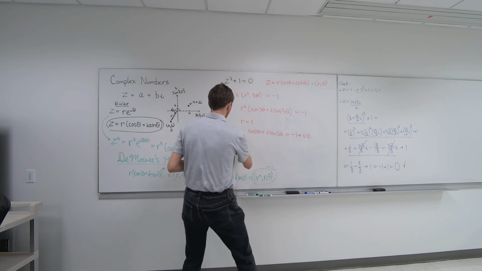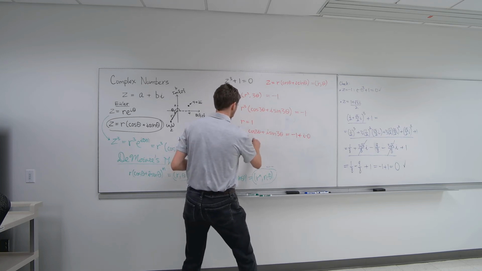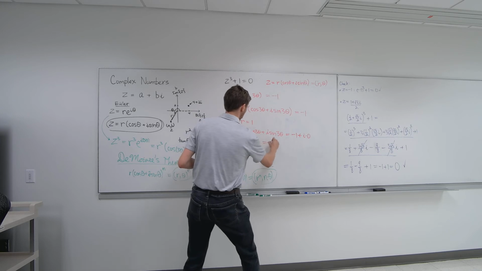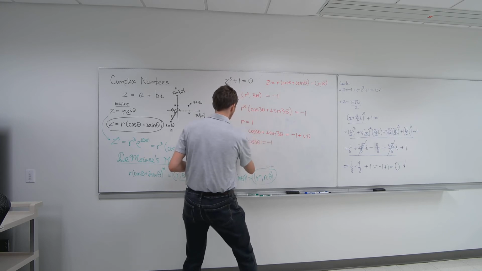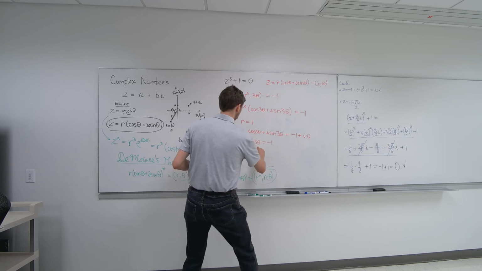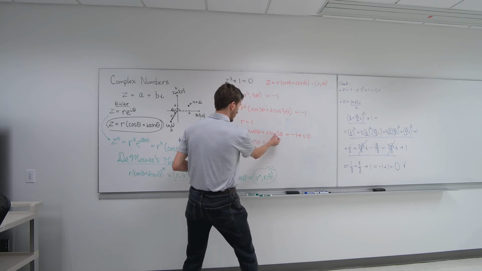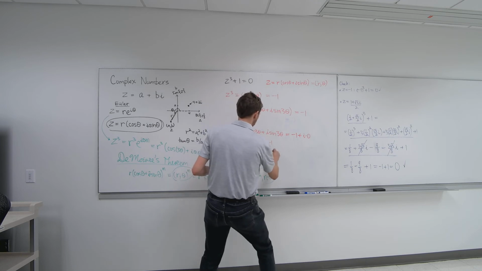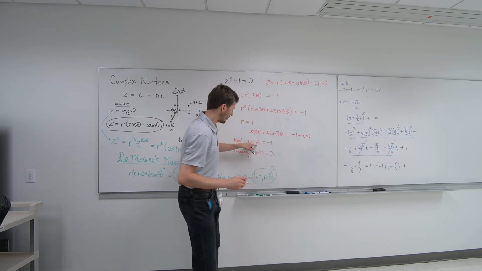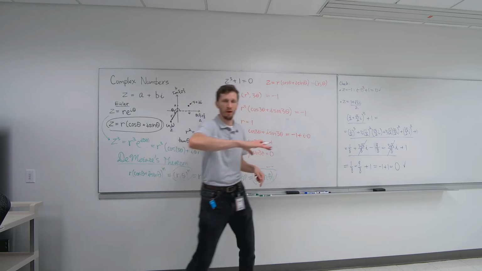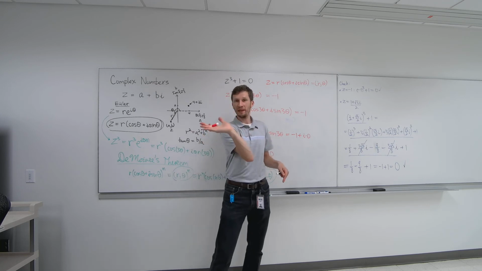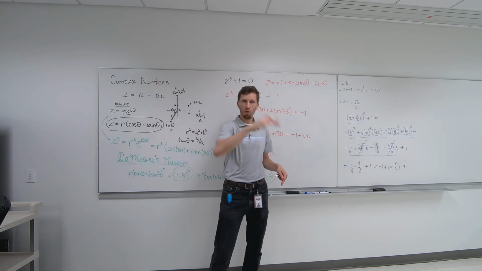The real is cosine 3 theta is equal to negative 1, right? And the imaginary part matches up with sine 3 theta is equal to 0, right? I sine 3 theta, I 0. Okay, so how do we do this? Well, cosine of what angle is negative 1? And we know that's 180 degrees, or pi radians.